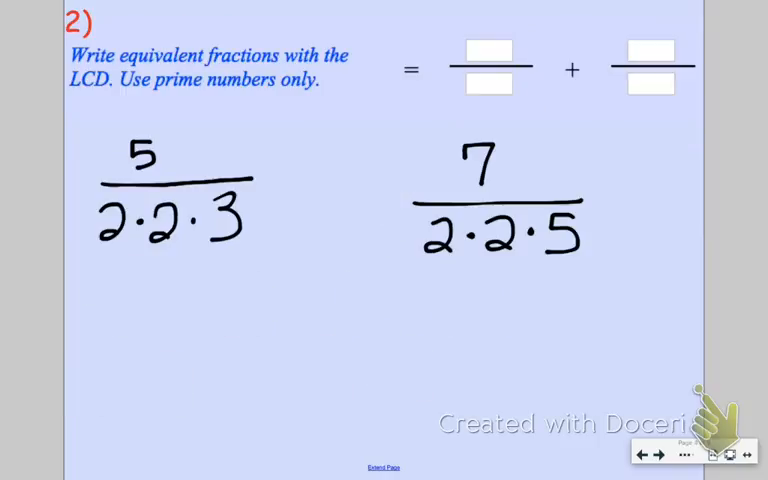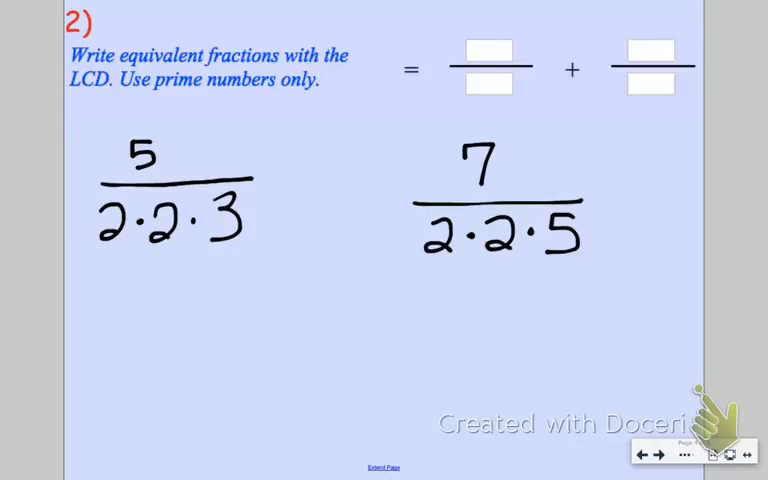So the next step I need to do is to write equivalent fractions with the LCD, meaning the least common denominator, but I'm using prime numbers only still. So in the last step I went ahead and factored each of the denominators, so you can see those there. The next step is I need to decide how to make these equivalent fractions and how to find the least common denominator. Here's how I explain the least common denominator.